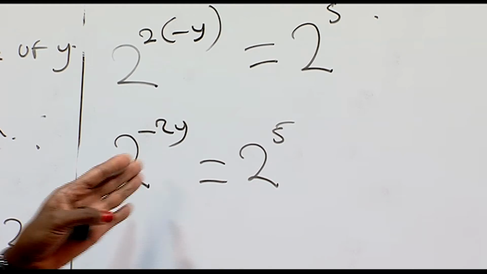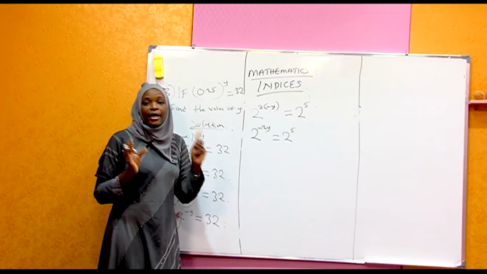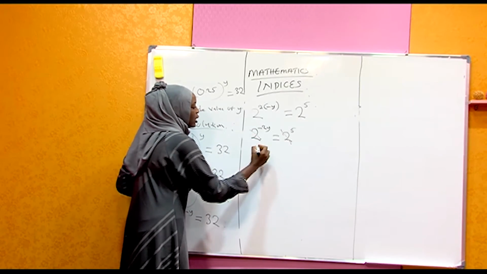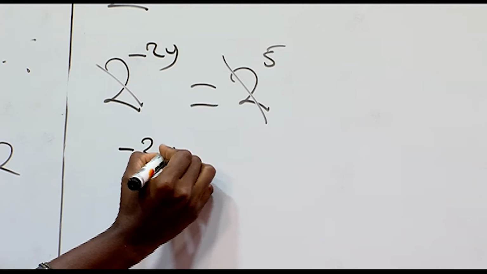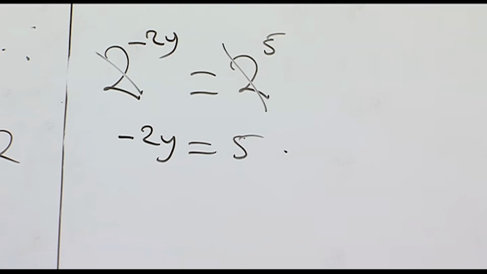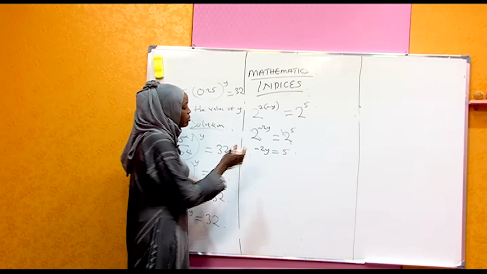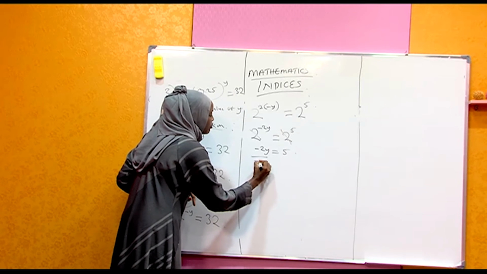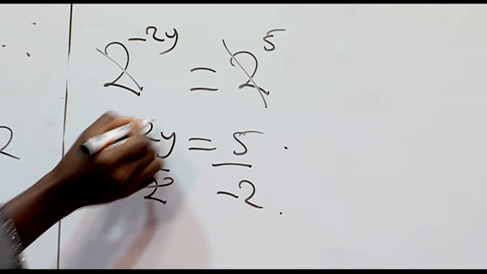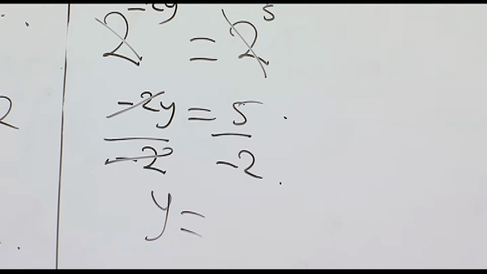If you have a base equal to another base that are the same, you just equate their indices, you equate their powers. So here I'm equating my powers: minus 2y equals 5. Remember, we are looking for the value of y. So you divide both sides by the coefficient of y, which is minus 2. Doing that, I divide this by minus 2, divide this by minus 2. Minus 2 cancels minus 2. Finally, we have our y, which is what we are looking for.